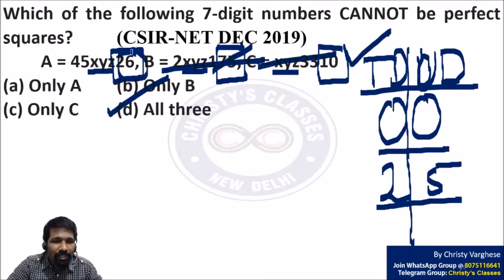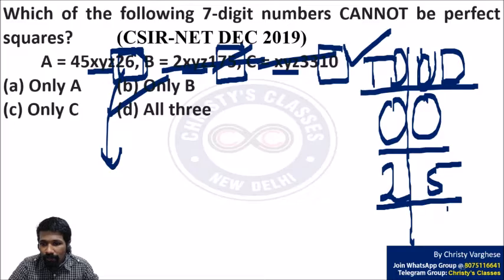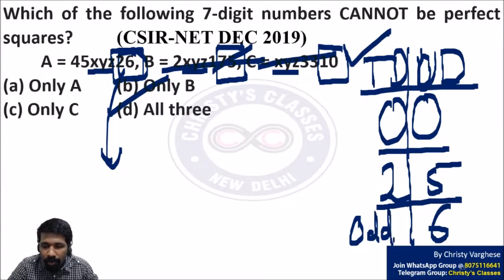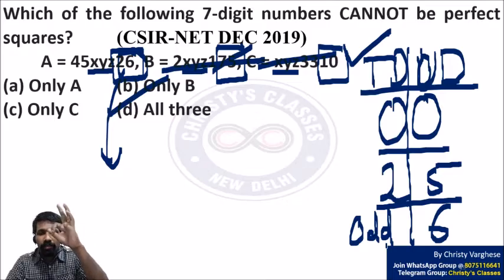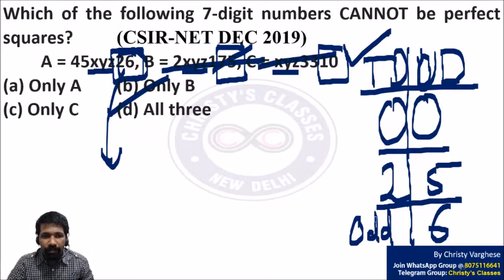Now 26, due to the same reason we discussed for the previous question, 26 ending perfect square does not exist, because if the unit digit is 6, the tens digit can only be an odd number. Any of the odd numbers 1, 3, 5, 7, 9 is possible, but 2 is not possible because 2 is an even number. That is why option D is the answer.